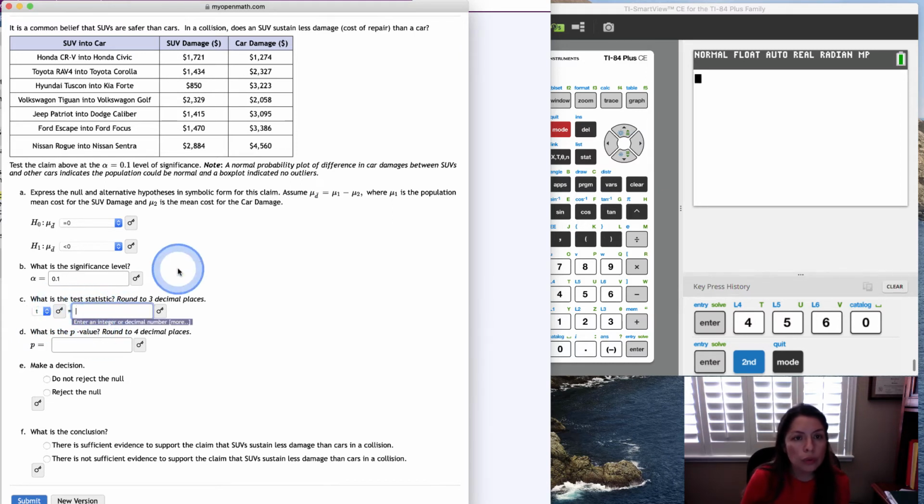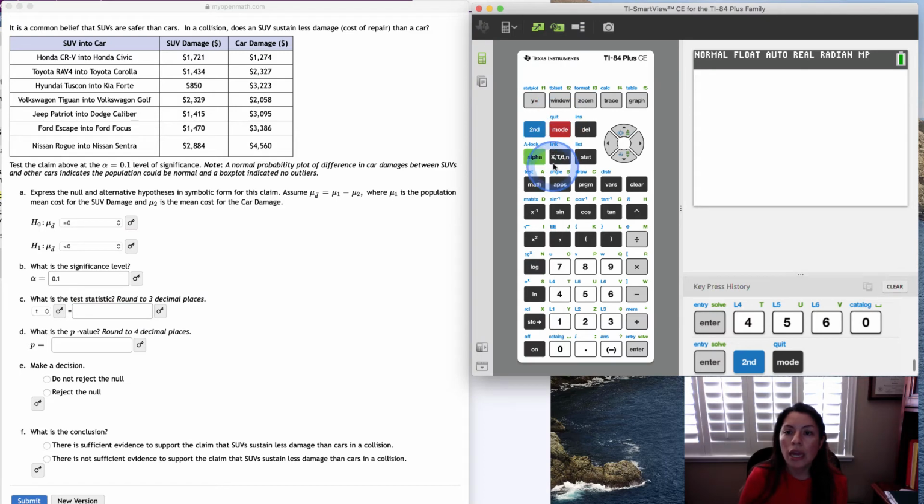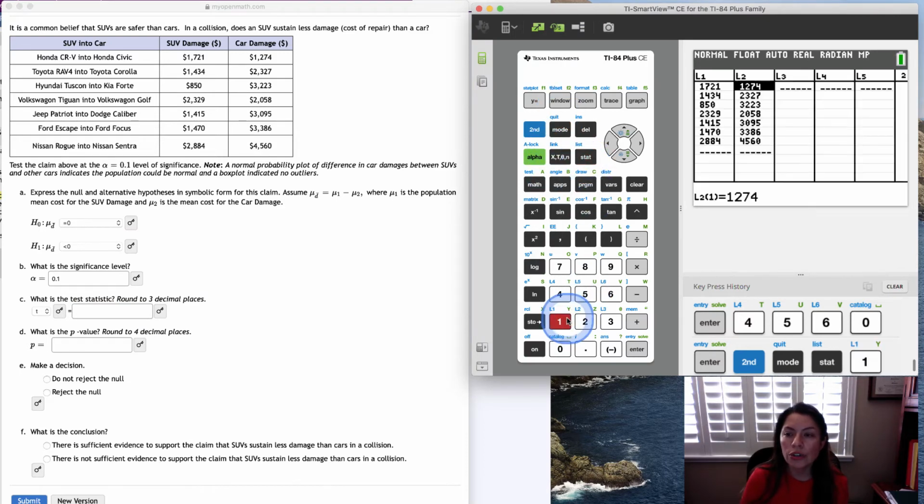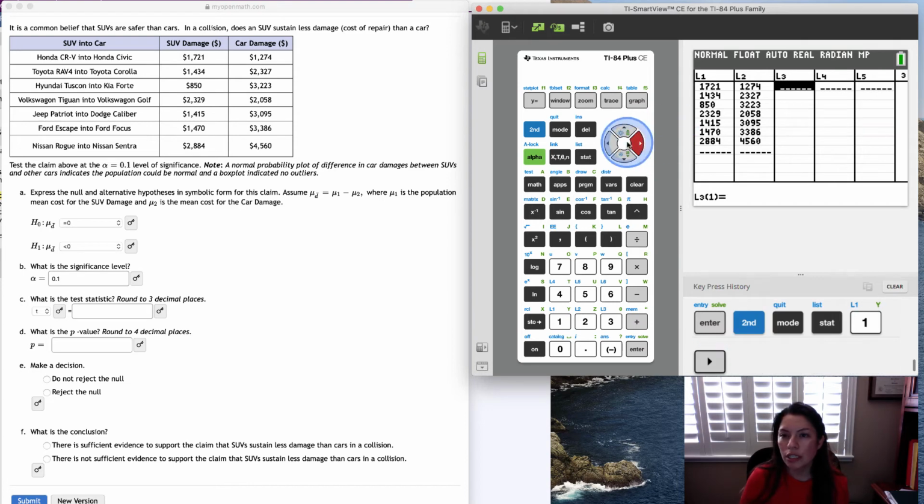We can get this from the calculator. The first thing you'll want to do is go to Stat, go to Edit, and enter your data in List 1 and List 2. List 1 should match mu sub 1, which was the SUV damage, and List 2 should be mu sub 2, which is the car damage. You'll notice my L1 looks like the SUV damage and L2 looks like my car damage in dollars. Now move the cursor over to List 3 and highlight it, so make sure you're up here with L3 highlighted.